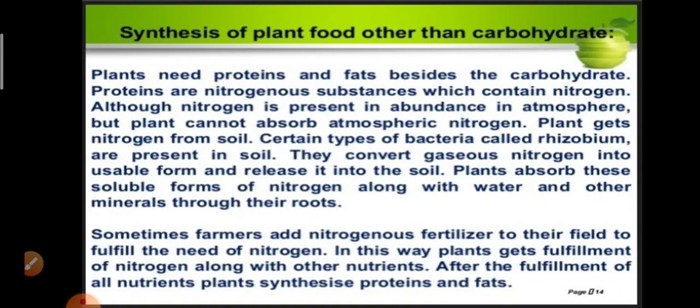Sometimes farmers add nitrogenous fertilizers to their cultivating field to fulfill the need of nitrogen in the plant. In this way, plants get fulfillment of nitrogen along with their nutrients. After the fulfillment of all the nutrients, plants can synthesize proteins as well as fats.